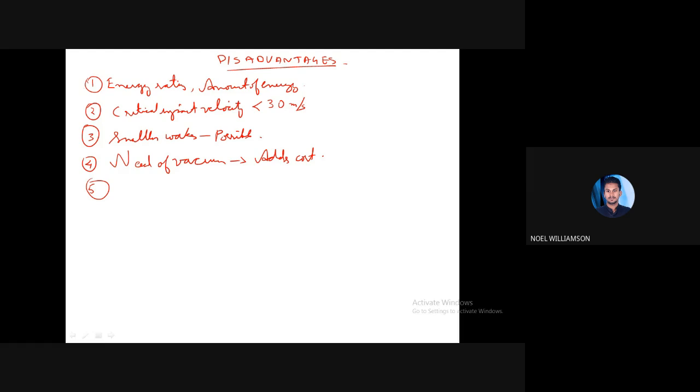One more, that is regarding the stand-off distance. There should be an optimum stand-off distance. So we should maintain a proper stand-off distance in order to have an effective process.